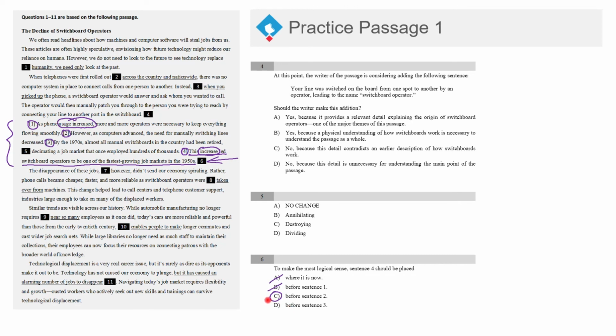And it's not going to be before sentence 3 because you'd run into the same issue, that the increase would be 2 sentences ahead. So D is also not the correct answer. The correct answer in this case is C because we have to make sure that we clarify what this increase is actually referring to.